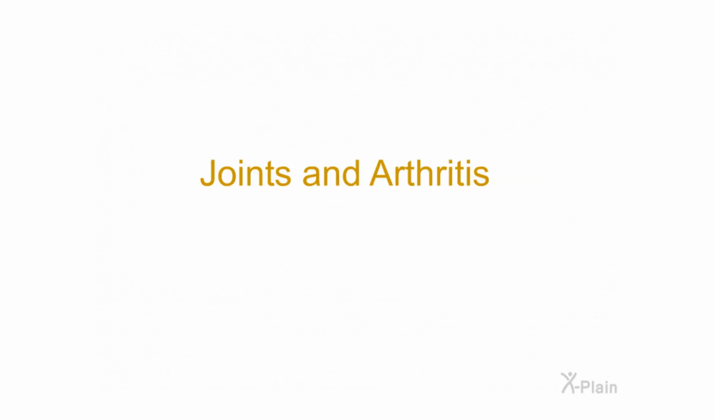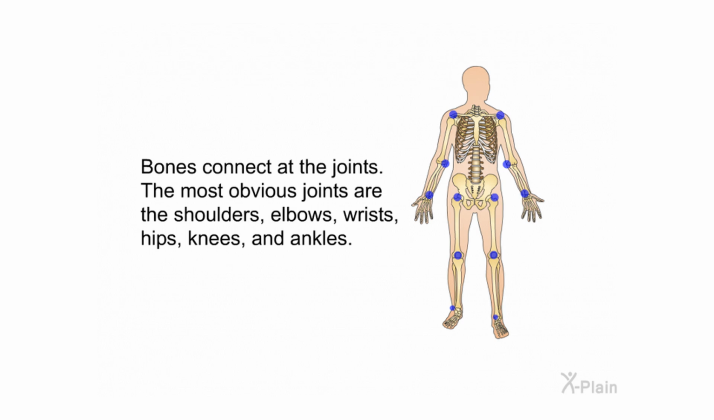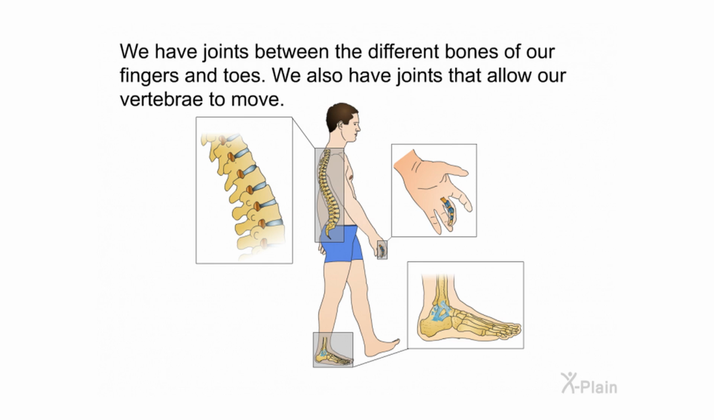Joints and arthritis. Our bones help us stand up straight, and our muscles help our bones move together. Bones connect at the joints. The most obvious joints are the shoulders, elbows, wrists, hips, knees, and ankles. We have joints between the different bones of our fingers and toes. We also have joints that allow our vertebrae to move.